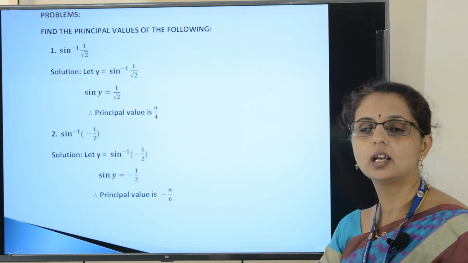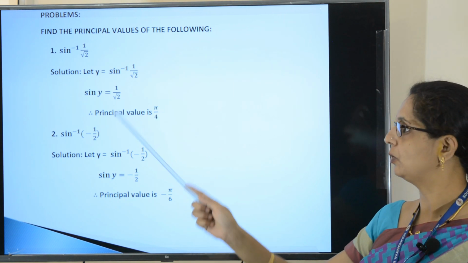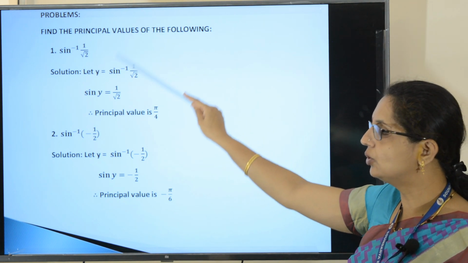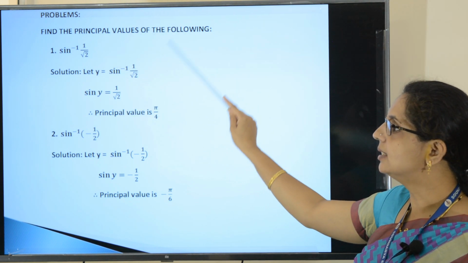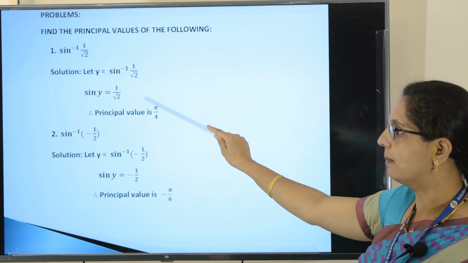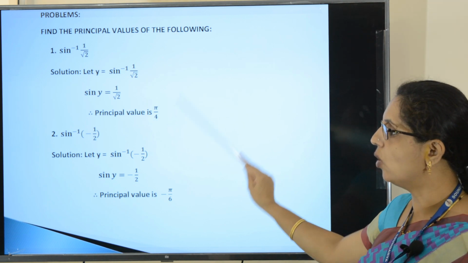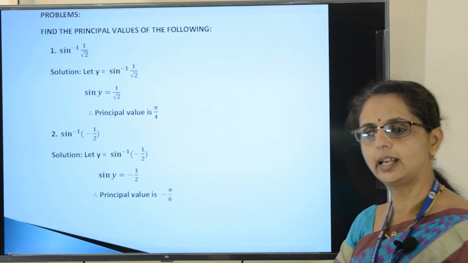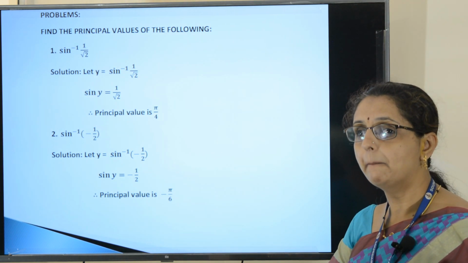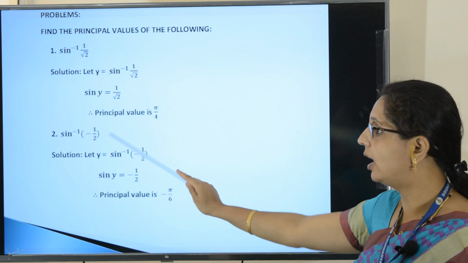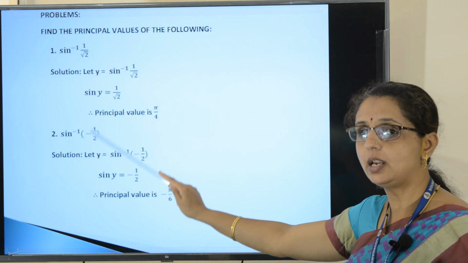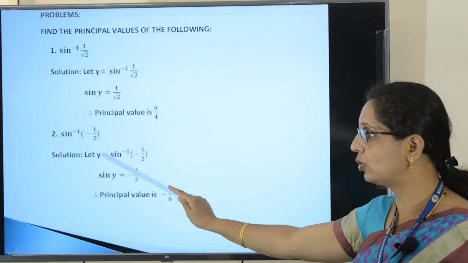Assume let y equal to sine inverse of 1 by root 2. Shift that sine inverse to this side, it will become sine y. Sine y equal to 1 by root 2. Therefore, the principal value is pi by 4. Observe the second question. The second question is also similar, but there is one very important minus sign. So, be careful with this minus sign, students.